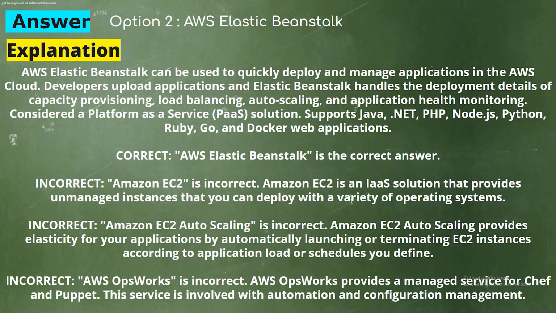Incorrect. Amazon EC2 is incorrect. Amazon EC2 is an IaaS solution that provides unmanaged instances that you can deploy with a variety of operating systems. Incorrect. Amazon EC2 Auto Scaling is incorrect. Amazon EC2 Auto Scaling provides elasticity for your applications by automatically launching or terminating EC2 instances according to application load or schedules you define. Incorrect. AWS OpsWorks is incorrect. AWS OpsWorks provides a managed service for Chef and Puppet. This service is involved with automation and configuration management.